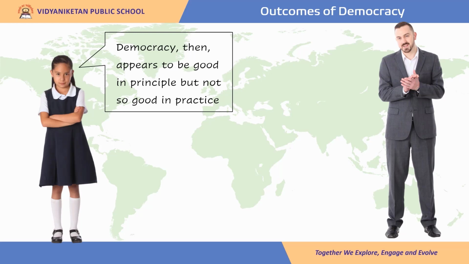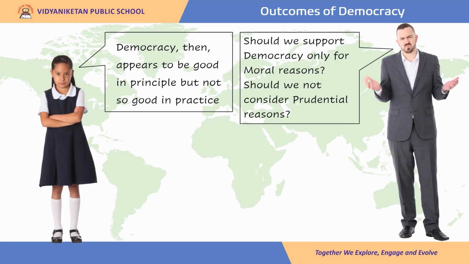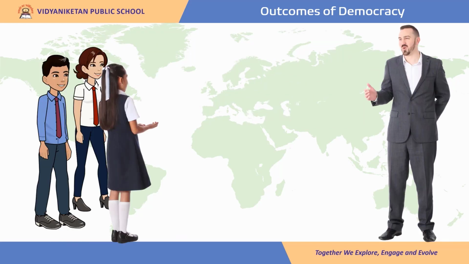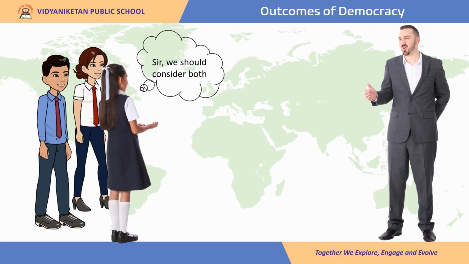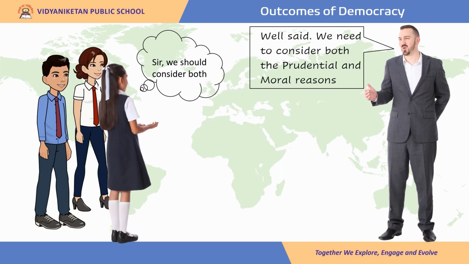Am I right, sir? Should we support democracy only for moral reasons? Should we not consider prudential reasons? That is, should we support democracy only for the promises it makes, or should we consider what happens in practice too? Sir, we need to consider both. Well said. We need to consider both the prudential and moral reasons.